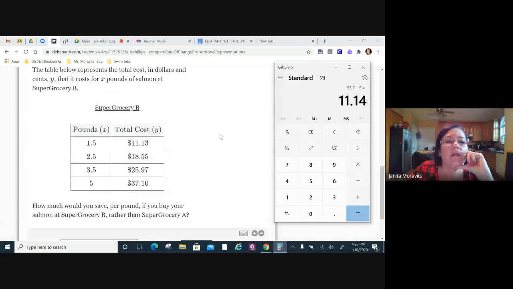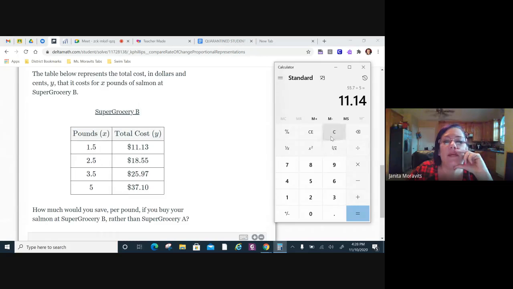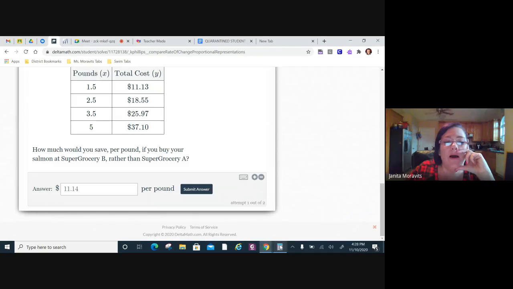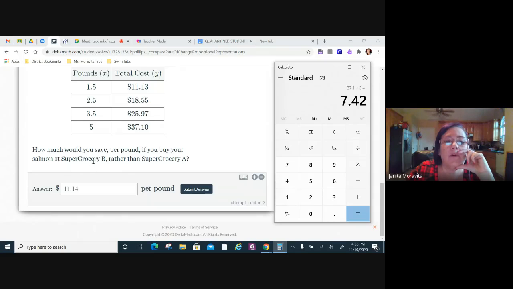$11.14 per pound. All right, Super Grocery B, you can get 1.5 pounds for $11.13. Or here's 5 pounds right here for $37.10. So it doesn't really matter which one we use. So we're going to use $37.10, and we're going to divide that by 5. And that is $7.42.